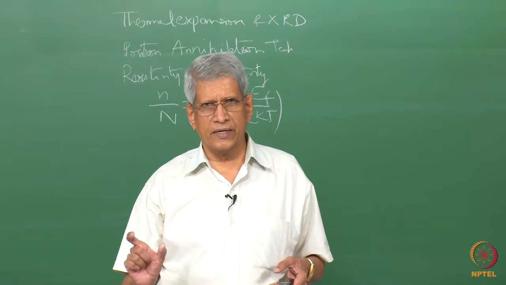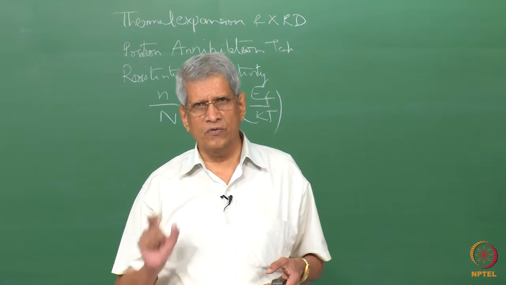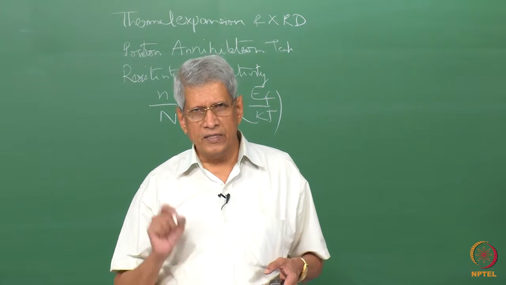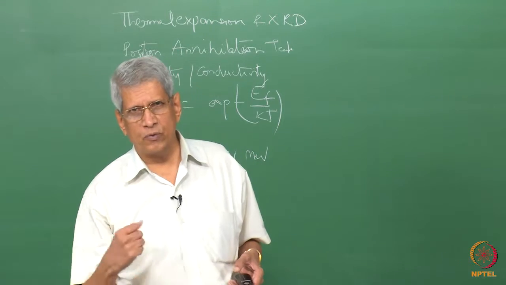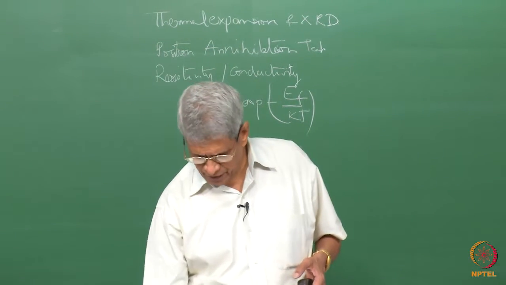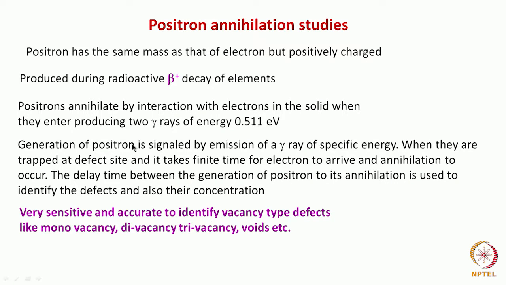So that time difference is what gives an indication about the nature of the defect which is present there. Generally, the vacancy type of defects are the ones on which the positron stays for a longer period of time. This we will talk about later. And this is an extremely sensitive technique, and very accurate to identify the type of defects.